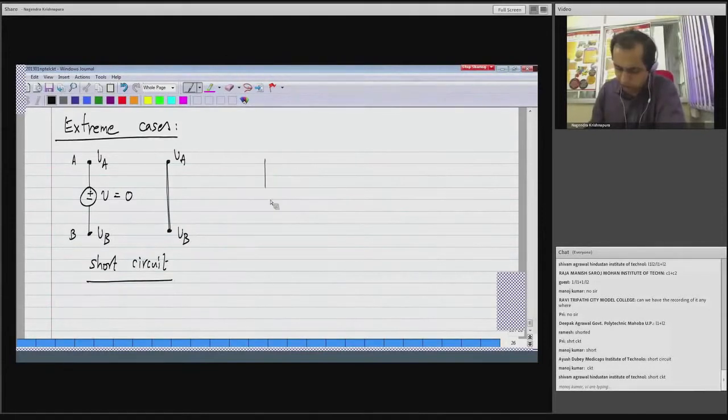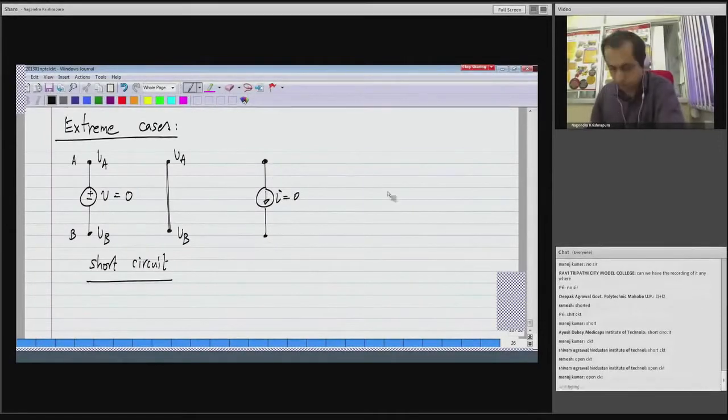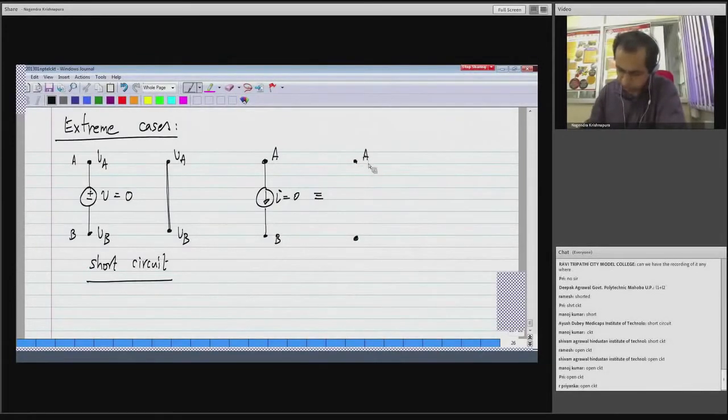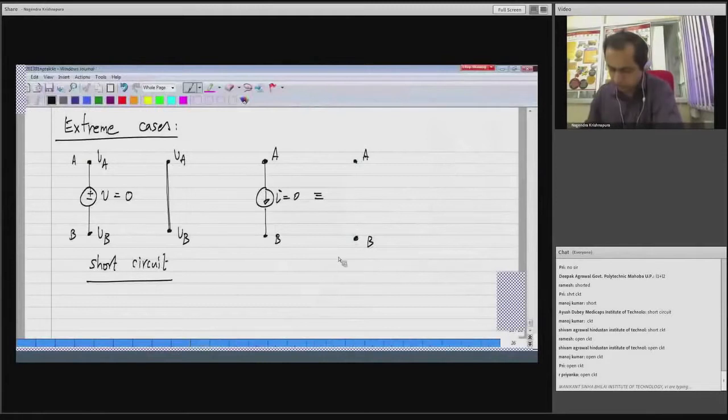And similarly, let's say I have a current source whose value I equals 0. What is this equivalent to between nodes A and B? Again, the answer is pretty obvious. This is equivalent to an open circuit.